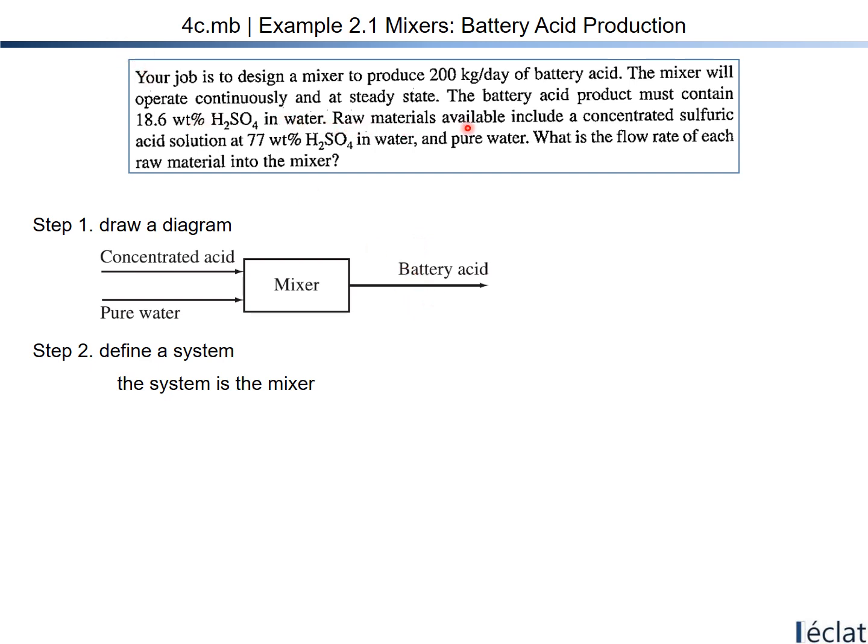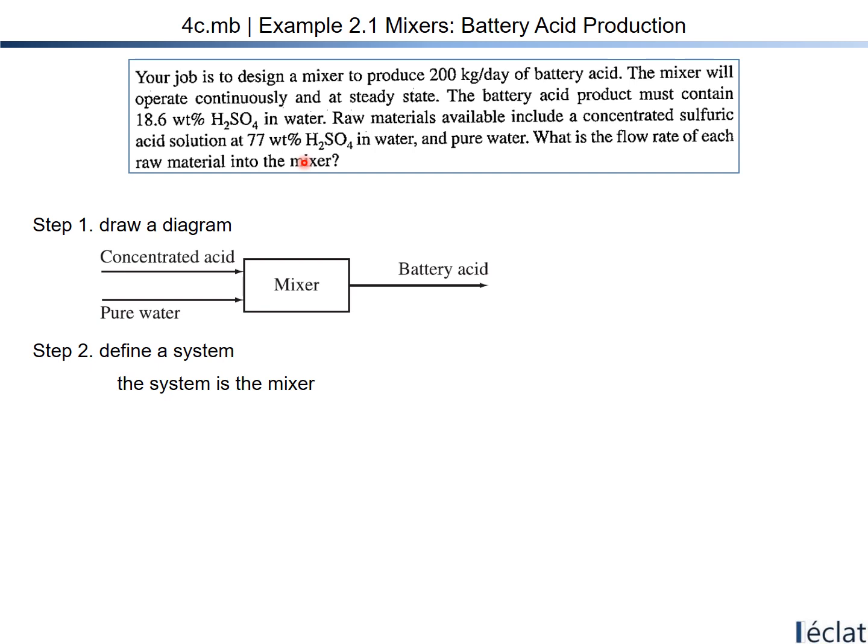Raw materials available include a concentrated sulfuric acid solution at 77.8% sulfuric acid in water. This is the first reactant, and pure water. So concentrated acid plus pure water are considered as reactants, and the other stream composition specifications are 77.8% H2SO4 for the first input, and 0.8% of sulfuric acid in the pure water. So all the stream compositions are given to you. Here's the question: what is the flow rate of each raw material into the mixer?